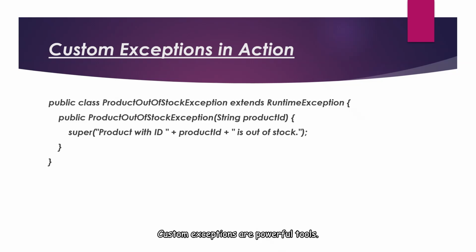Custom exceptions are powerful tools. Rather than using generic exception classes, define domain-specific ones that explain exactly what went wrong. In this example, ProductOutOfStockException extends RuntimeException and clearly states which product ID failed due to being out of stock. This makes your error logs, exception handlers, and business rules more expressive. It also encourages developers to think in terms of the domain, not just technical failures. Well-named exceptions act like documentation. They explain your design decisions without comments.